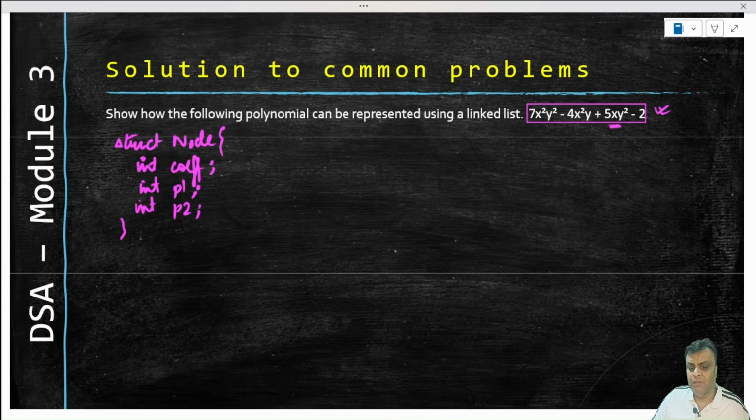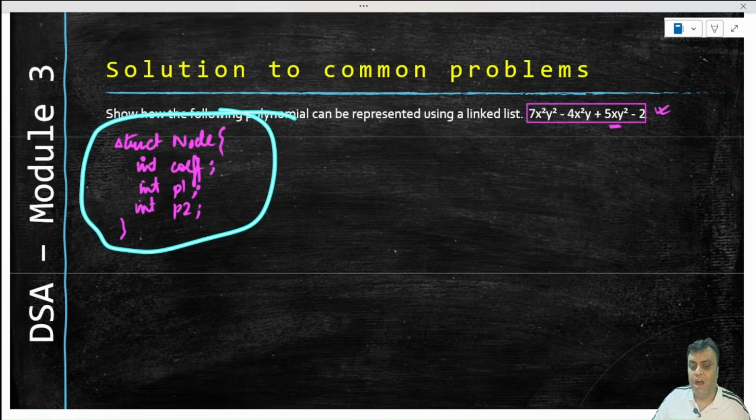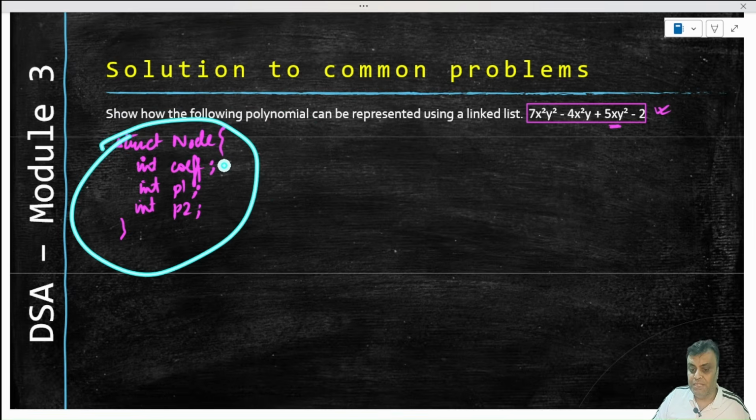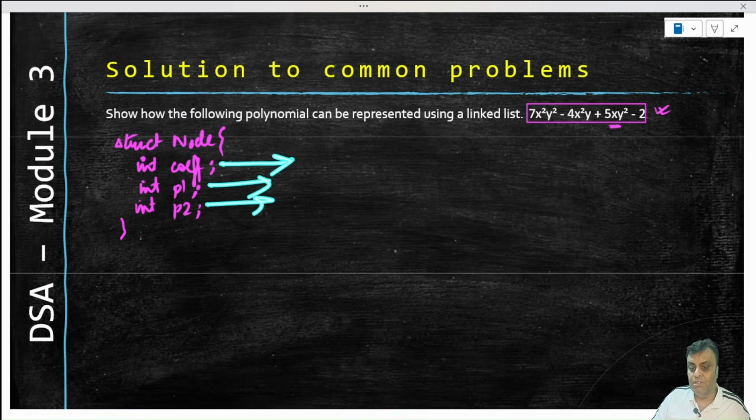You can write any kind of variable names, and that's the structure that you have to write. Please write this as how they said, how the following polynomial. So you'll say we'll create a node like this, and please explain what this will point to, what this will point to, what this will point to, right?